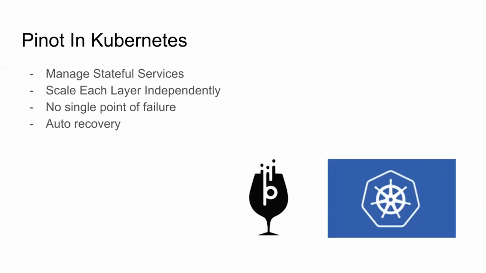So with all those benefits, the next question here is how we can actually leverage Kubernetes to deploy Pinot. The goal here is that we can use Kubernetes to manage stateful services like Pinot, which requires a dedicated host name, and we can host a large amount of data on disk. Meanwhile, we want to ensure that we can scale Pinot at each layer independently, like controller, broker, server. Also, there's no single point of failure, and we want to have auto recovery from failures.